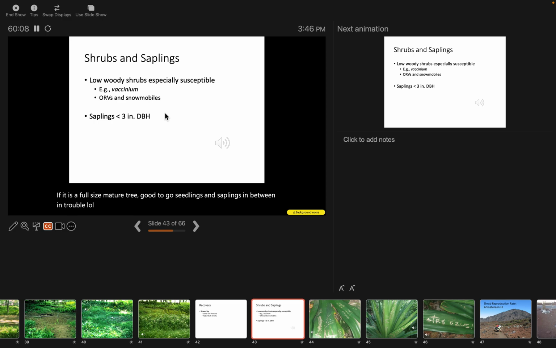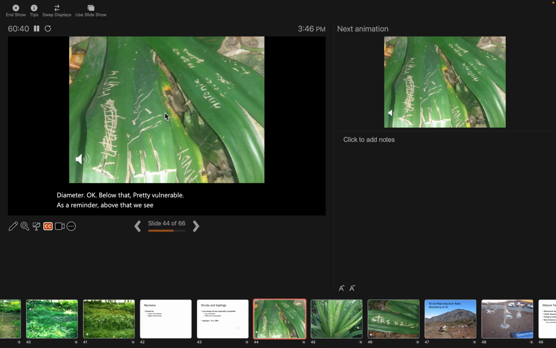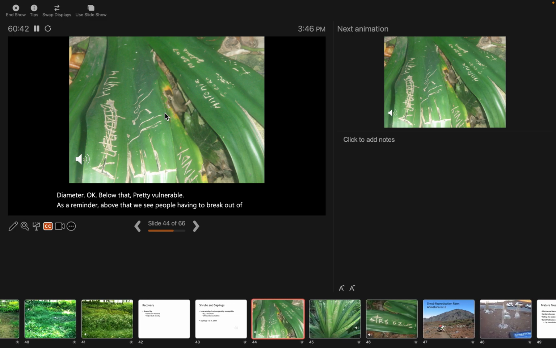Low woody shrubs, like those blueberry bushes we were talking about 2 weeks ago, highly susceptible. They are low enough to be stepped on, and each of those branches is rigid enough and skinny enough to get snapped like matchwood when you step on it. So the magic number, as it turns out with behavioral studies, is about 3 inches of branch or stem diameter. Below that, pretty vulnerable. As a reminder, above that, we see people having to break out a saw to impact it.